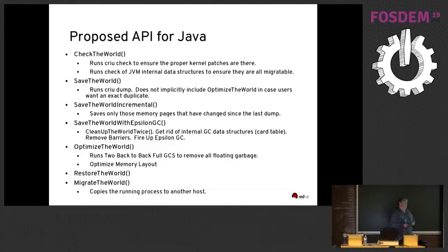Save the world incremental gives you the ability to do a faster save world because you're only saving the bits that have changed. Save the world with epsilon GC. Whether that belongs there or not, I don't know, but that was one of my use cases, so I put it up there. Optimize the world so we can run back-to-back full GCs, we can optimize the memory layout. I don't know what else can go in there, right? It's this big open question of what could we do. You can restore the world, obviously, and maybe even migrate the world.